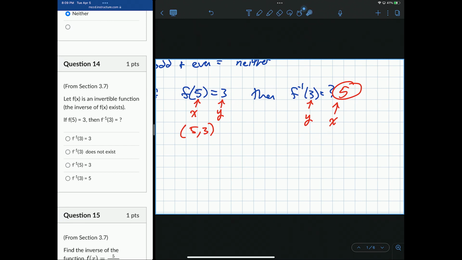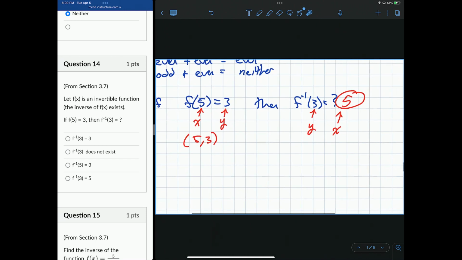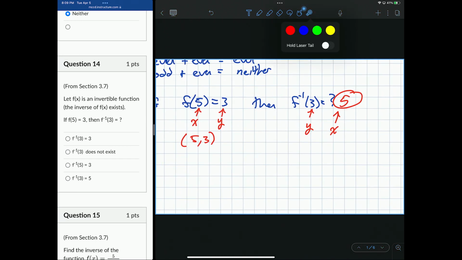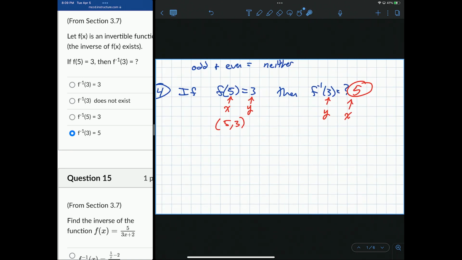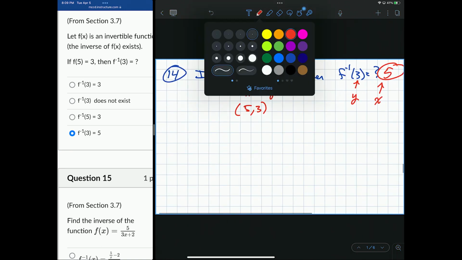But I think this is still a good way to think about it, right? Compared to how the numbers are for f, they would be reversed for f inverse. So the answer is 5. You look here and f of 3 is 5. F inverse of 3 is 5. Next question.